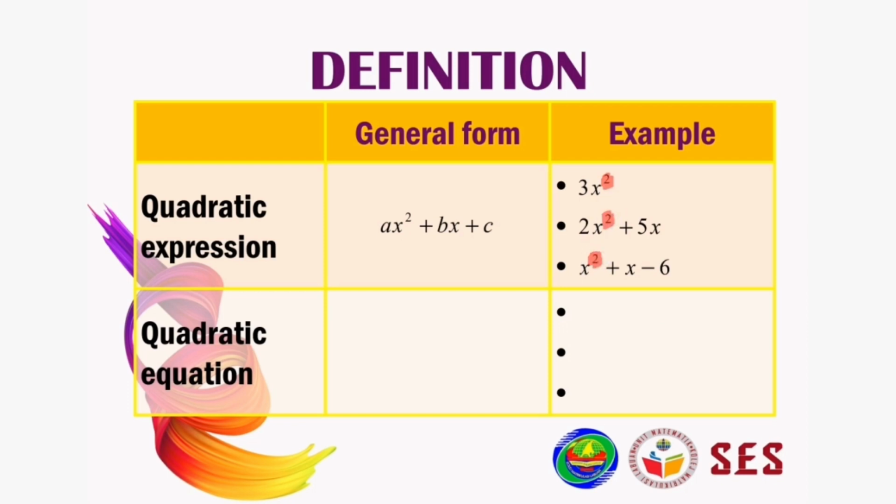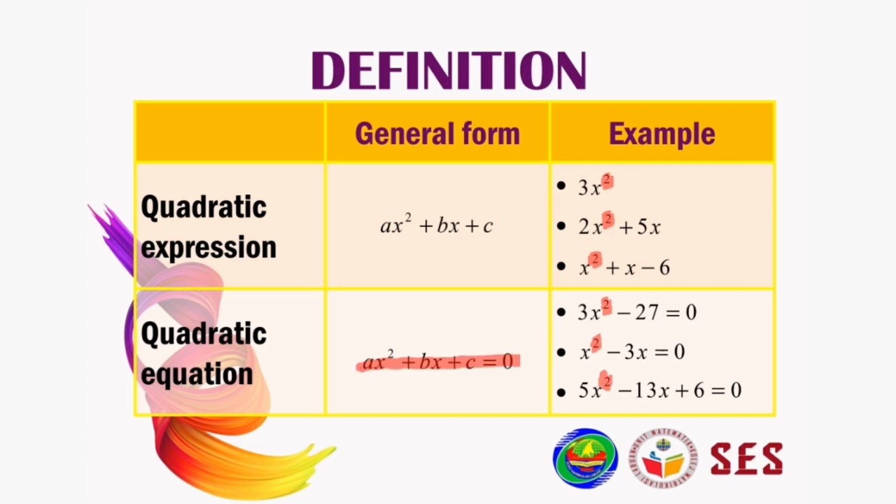Meanwhile, a quadratic equation is an equation of the second degree, which means it also contains at least one term that is squared, and it can be rearranged into its standard form, ax squared plus bx plus c equals to 0, where a, b, and c are numerical coefficients and x is the unknown variable.